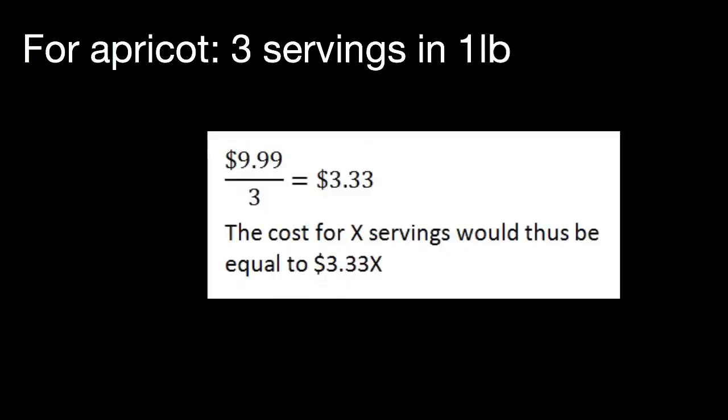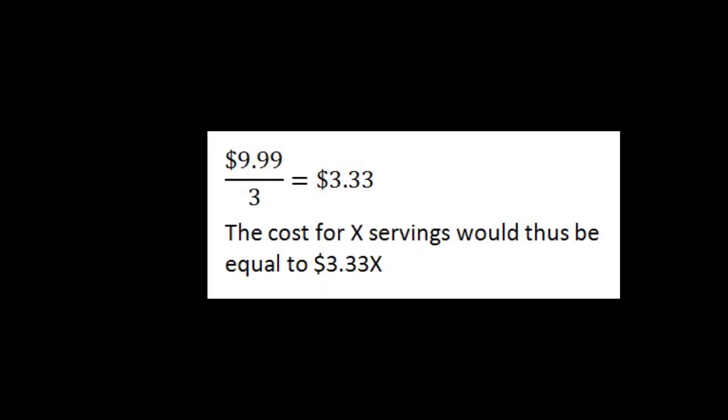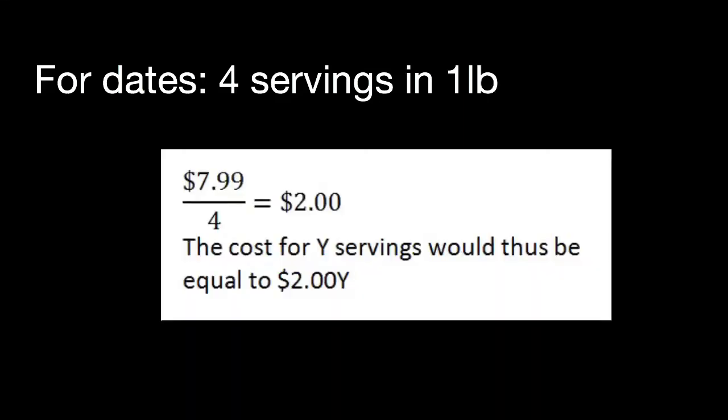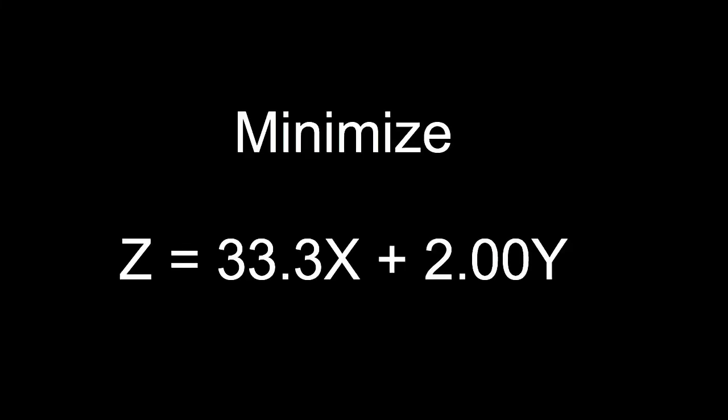For apricots, there are 3 servings in 1 pound. This means that the cost per serving is $9.99 divided by 3, so we have $3.33. The cost for x servings would thus be 3.33x. For dates, there are 4 servings per pound. This means that the cost per serving is $7.99 divided by 4, so it would be $2. The cost for y servings would thus be 2y. So we now have the minimization problem of the objective function z equals 3.33x plus 2y.